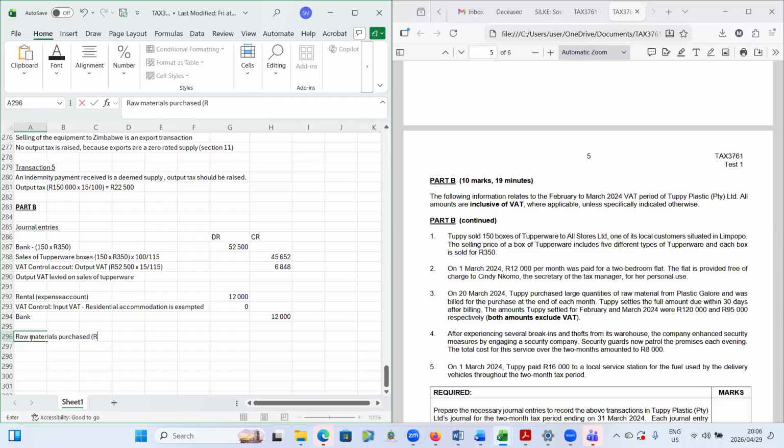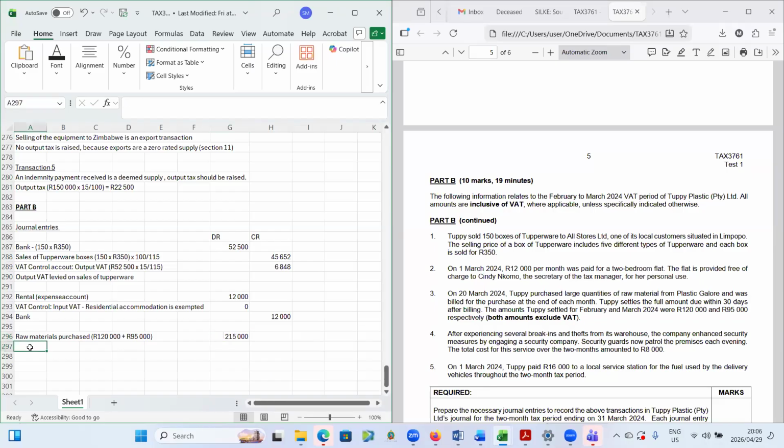Which is simply 120,000 plus 95,000 rand. How much altogether? 215,000. So they said the amount includes VAT or excludes VAT? Exclude VAT.